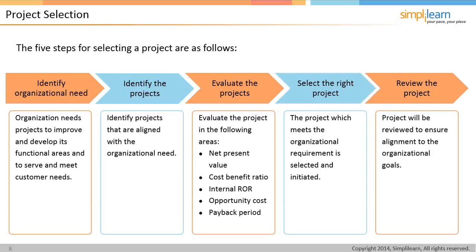Now when we want to select projects, there are 5 steps that we want to follow. We identify the organizational needs. So the organization needs projects to improve and develop its functional areas and serve and meet customer needs. Again, think about customer from both an internal and an external perspective.